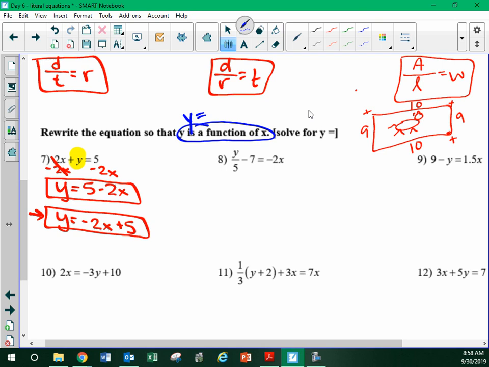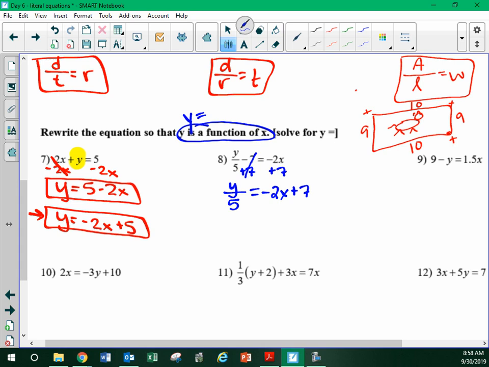Rodrigo, you're so nice. Okay, so again, for number 8, we want to get y equals. Now, first, we need to get rid of any adding or subtracting first. What's the opposite of negative 7? Good, positive 7. Do this on both sides. I still have y divided by 5. That didn't go away. Then I have negative 2x plus 7.